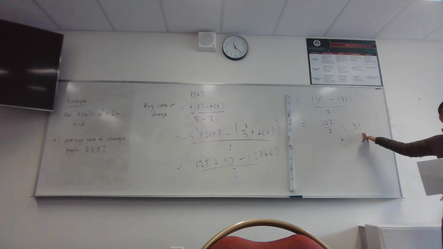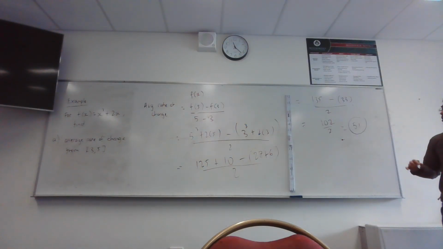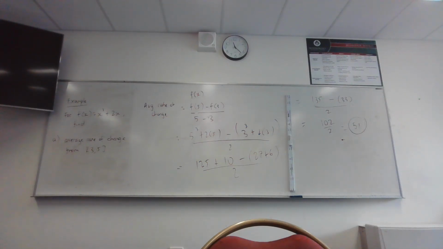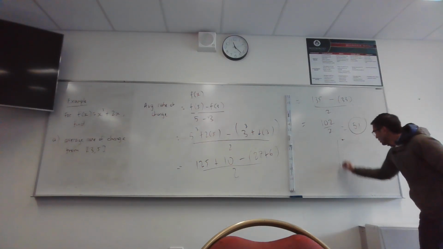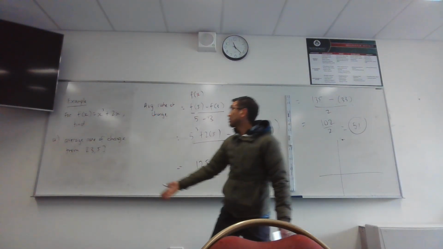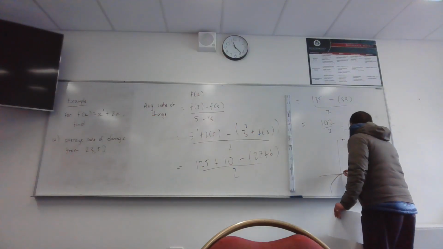That's the rate of change, 51. Any questions? What does that mean? If we did it visually, I'm just going to do a bit of a cheat on a graph. Now, you can even graph it if you want. x cubed plus 2x roughly looks like this.